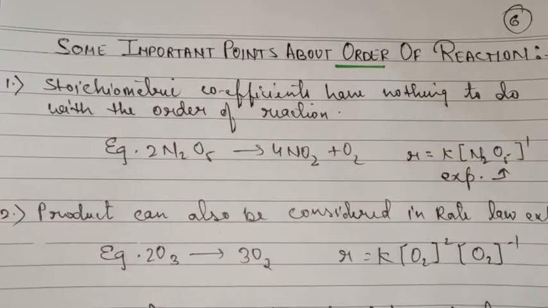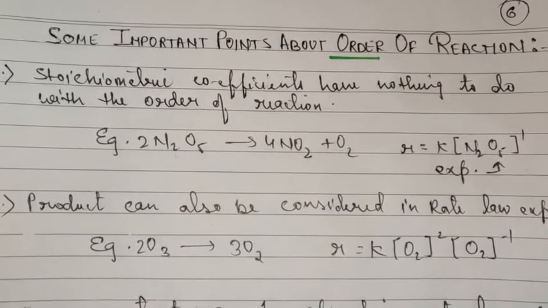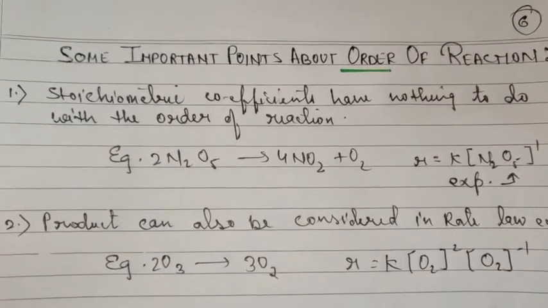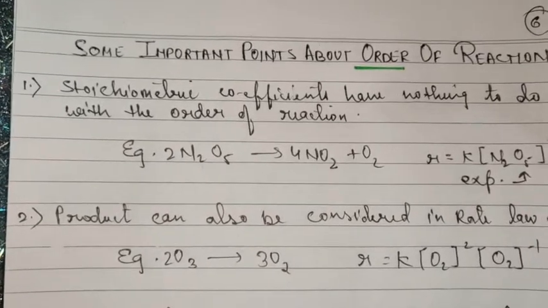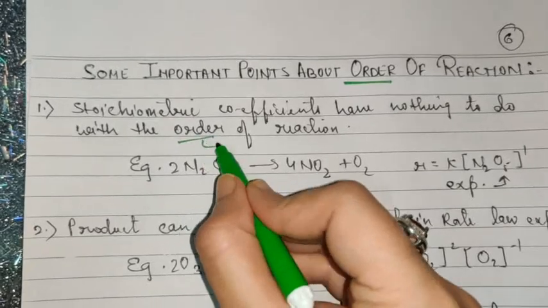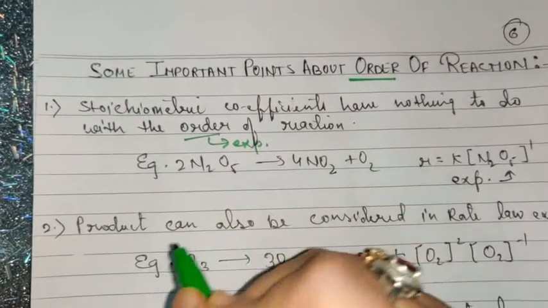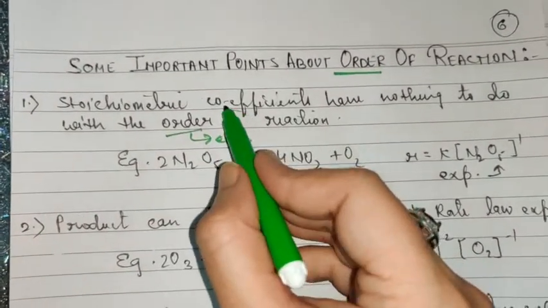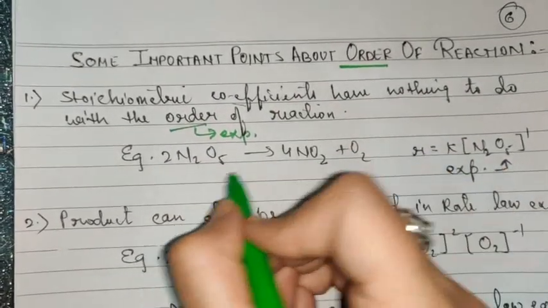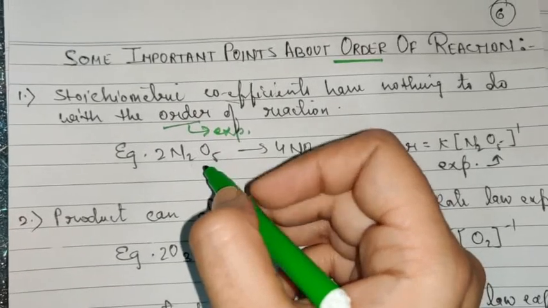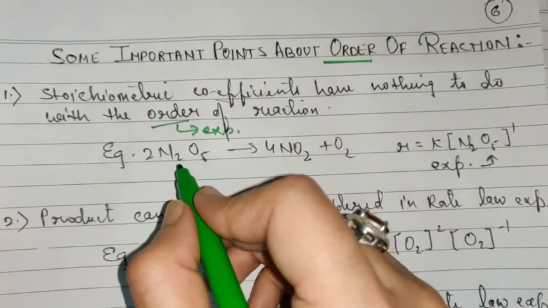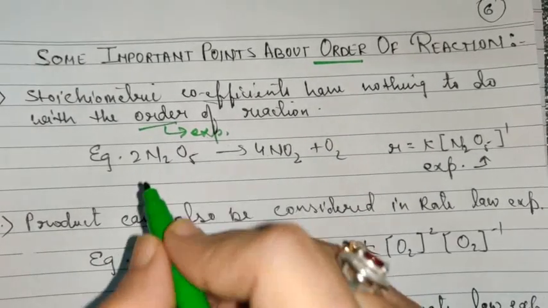So the first point says stoichiometric coefficients have nothing to do with the order of the reaction. This I told you in my previous video also, that order of the reaction is totally experimental. This can only be obtained with the help of experiment. It has nothing to do with the stoichiometric coefficients or the balancing moles present in an equation, which was according to the law of mass action. Law of mass action is applicable only to a few equations, children.